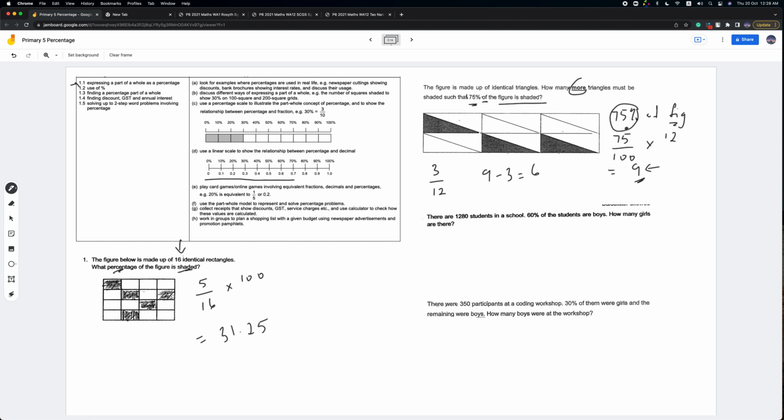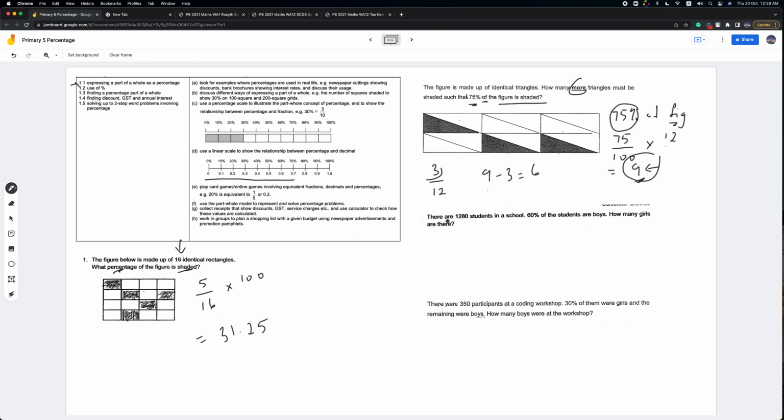Again, 75% of the figure. This is like a mixture of maths and English. We're going to change everything to maths. 75% is 75 over 100 times the whole figure, which is 12. And we know we need 9 shaded triangles, and we already have 3. So 9 minus 3 equals 6.